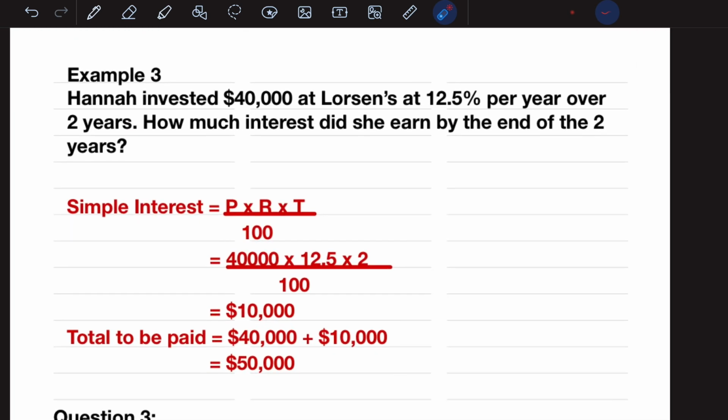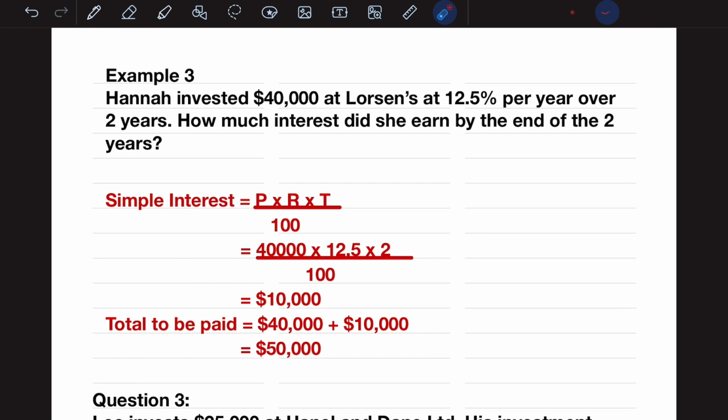Example 3. Right, so in this case, instead of borrowing money, Hannah invested money. So she is going to earn more money at the end. So she invested 40,000 at 12.5% per year over 2 years. So we work out a simple interest the same way. Principal by rate by time. So her simple interest is $10,000, which is good.